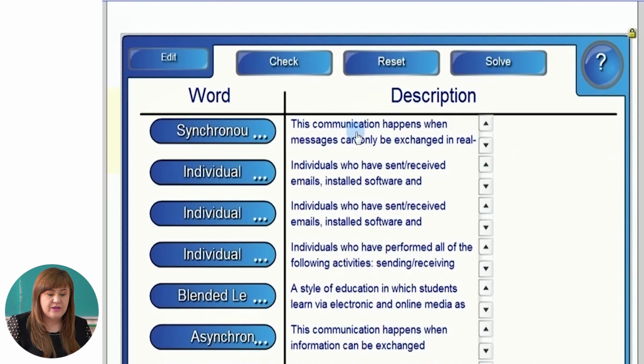This communication happens when messages can only be exchanged in real time. It requires that the transmitter and receiver are present at the same time and/or space. This criterion is synchronous communication.